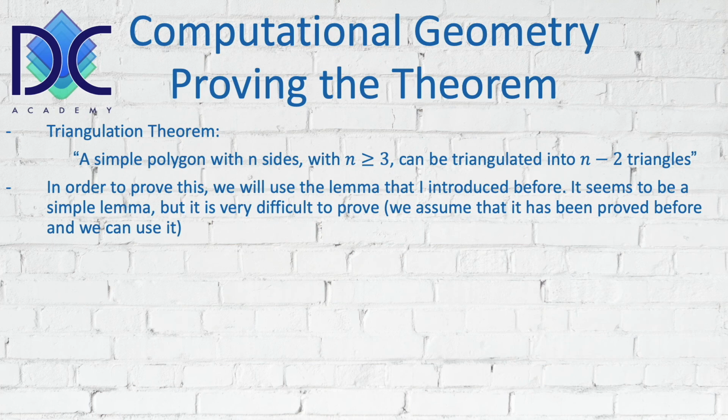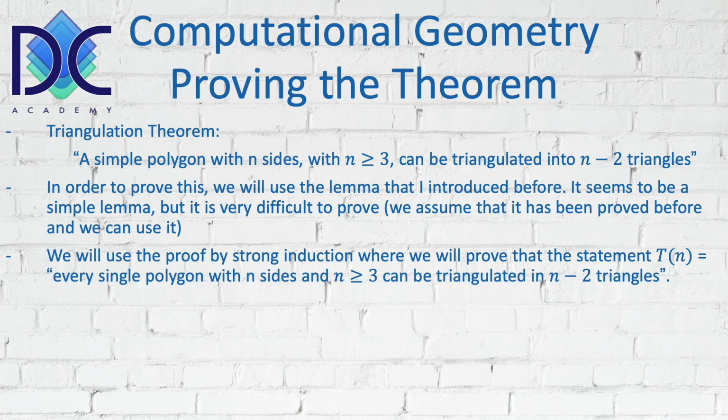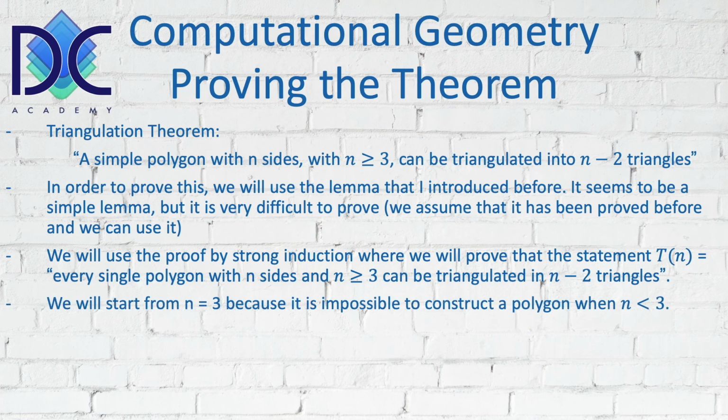Now, we're not going to prove this lemma. It has already been done before. We will be assuming that the lemma has been proven and that we can use it within the triangulation theorem. We will use proof by strong induction, and we will prove that the statement T of n is: every single polygon with n sides, where n is larger or equal than 3, can be triangulated in n-2 triangles.